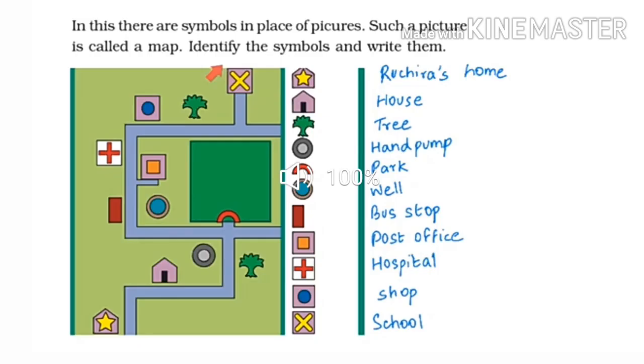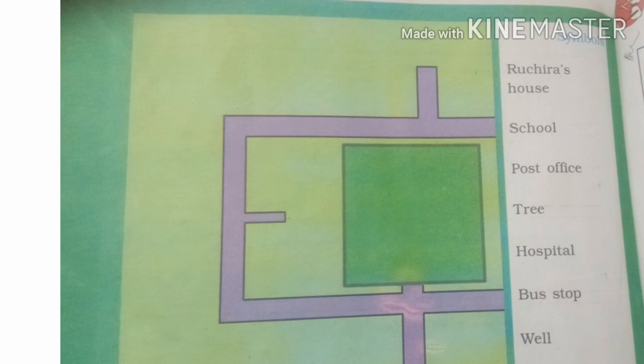Children, have you all got the answer like this? See children, on page number 152 in your textbook, a map is given and you have to make your own signs to represent the places and things. So you have to do it by yourself.